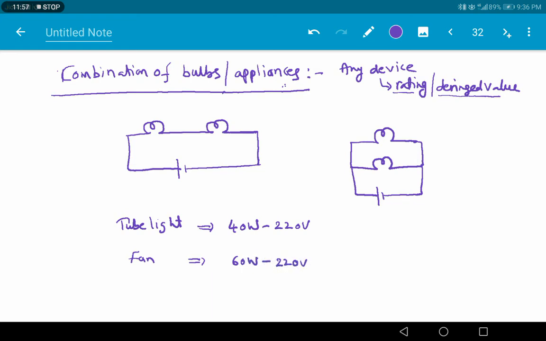That means this is known as the operating voltage. When you operate this device, this tube light, connected to a 220 volt power source, the operating power will be 40 watt. Only when you give this 220 volt does it consume the 40 watt. If you change this operating voltage to 110 or to 100, then this device does not consume the same power, it consumes a different power. Okay?